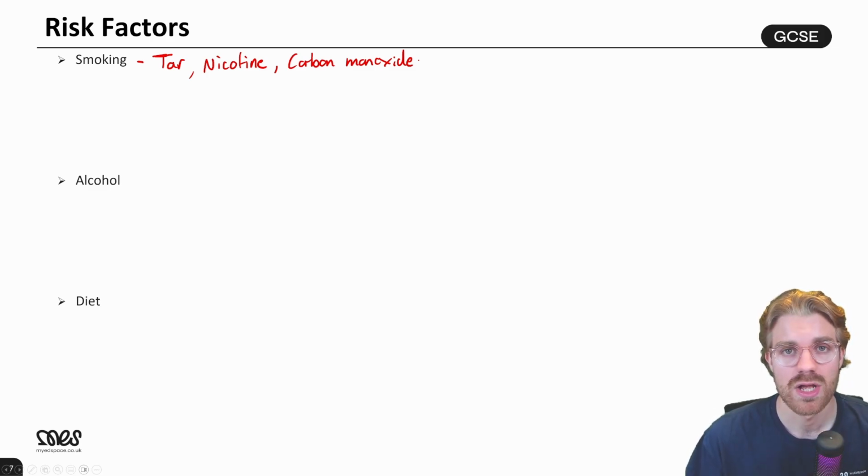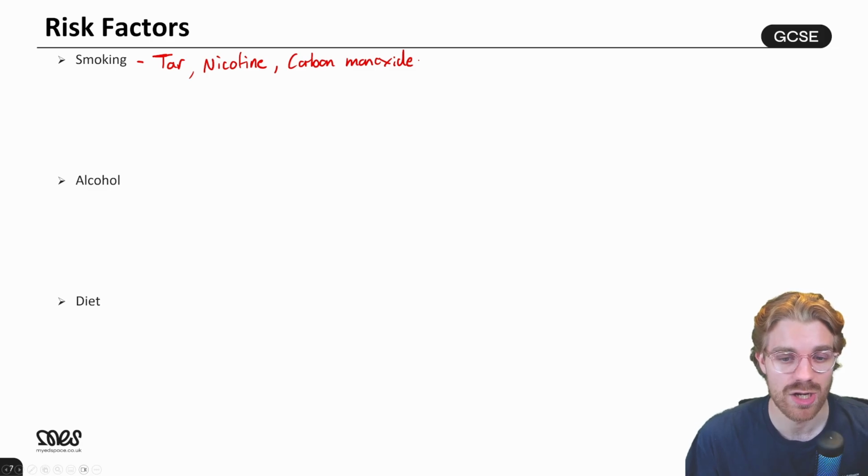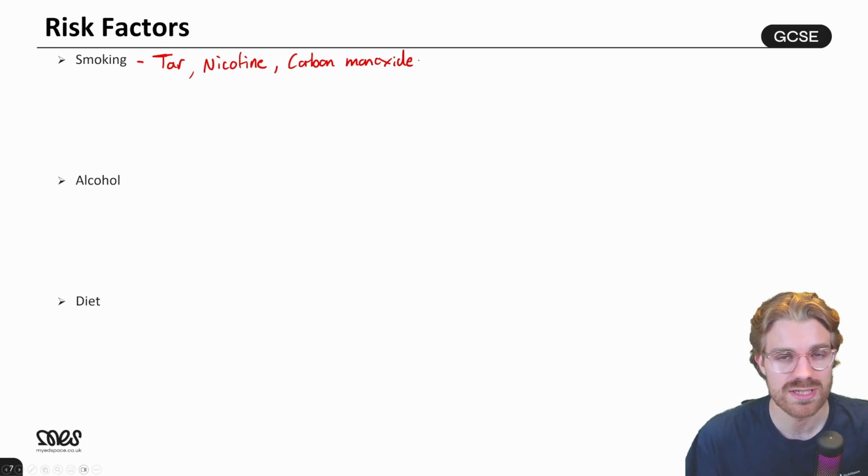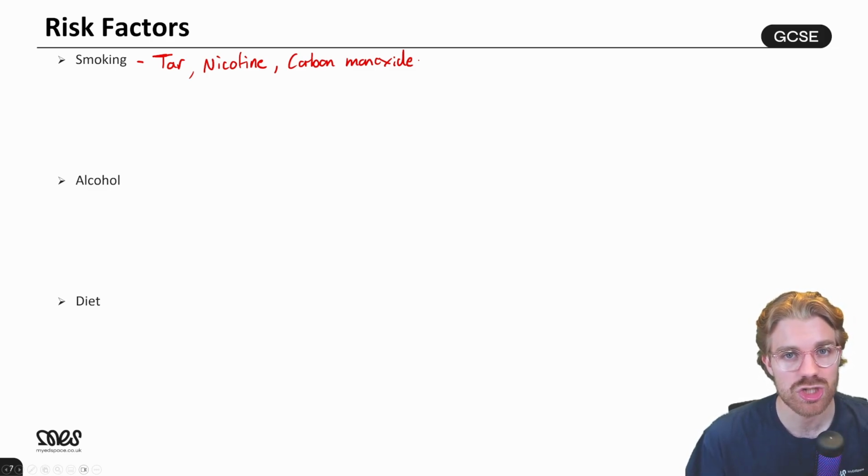Vaping is also quite bad alongside smoking. Vaping doesn't contain tar, it doesn't contain carbon monoxide, but it does contain a very high amount of nicotine. So again, highly addictive and also increasing blood pressure. Vaping also contains heavy metals, which could lead to cancer as well.